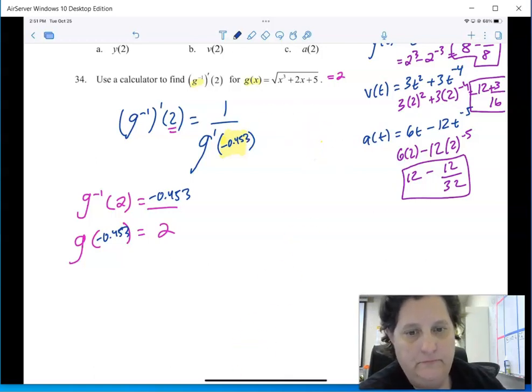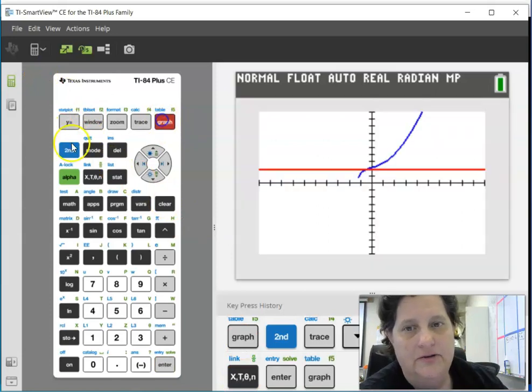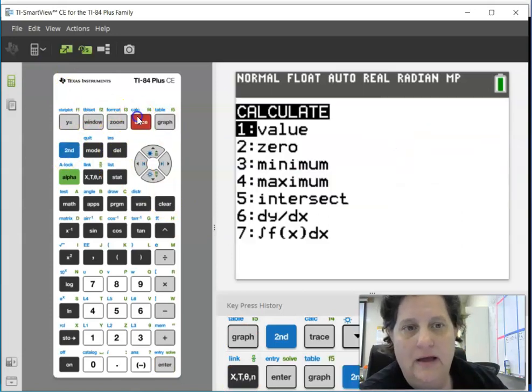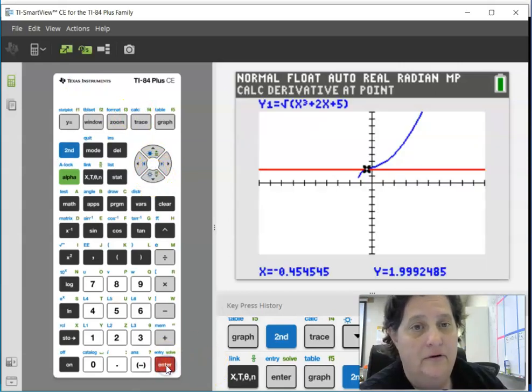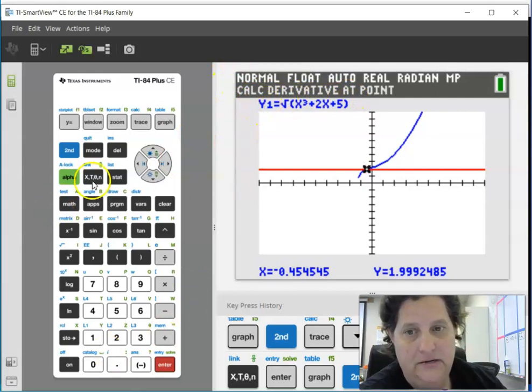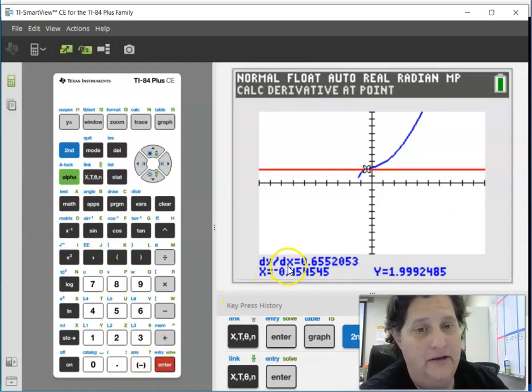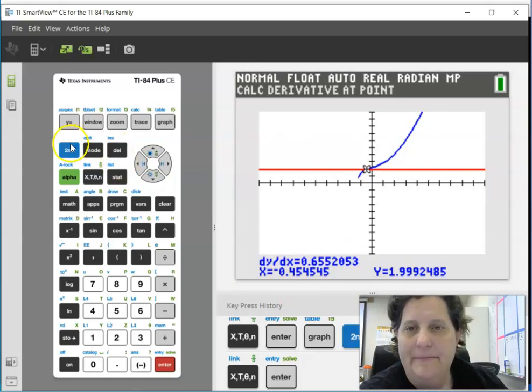Okay? So now, if I go back over here, I could do this from the graph, I suppose. I could do calculate the derivative of this function at, I don't think it'll let me put x, will it? X equals x, let's see. Oh, it did. No, it didn't. That's not the right x, that's not what it was. It was 0.453. That's okay.